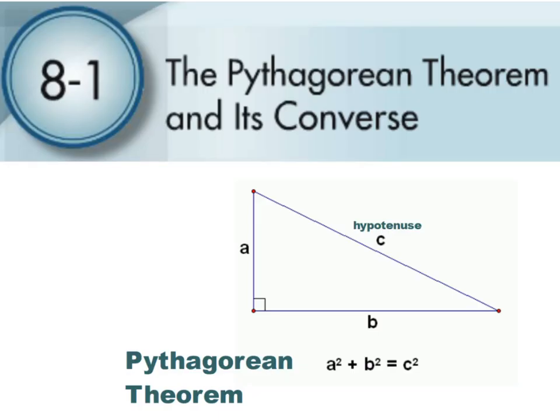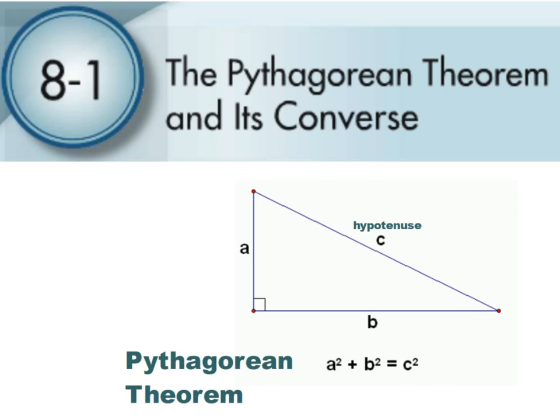All right, today we're going to talk about the Pythagorean theorem. I'd guess that you probably have heard of the Pythagorean theorem, probably have used the Pythagorean theorem, so we're going to move through this pretty quickly. First of all, the Pythagorean theorem is a theorem that helps you find the side lengths in a right triangle.